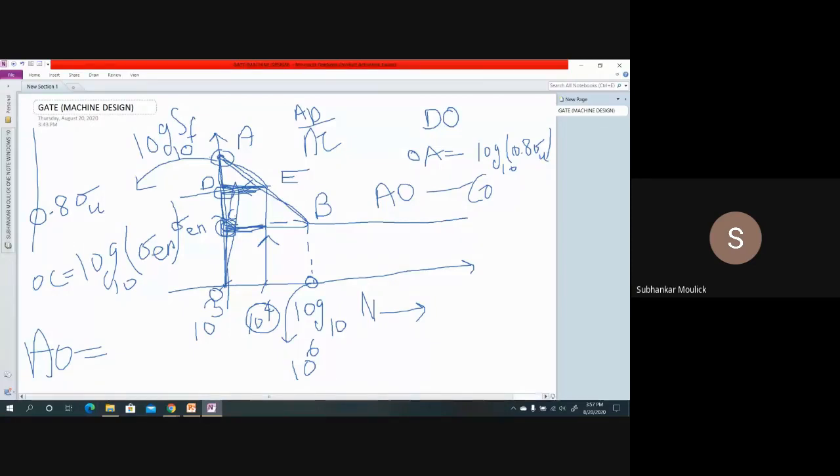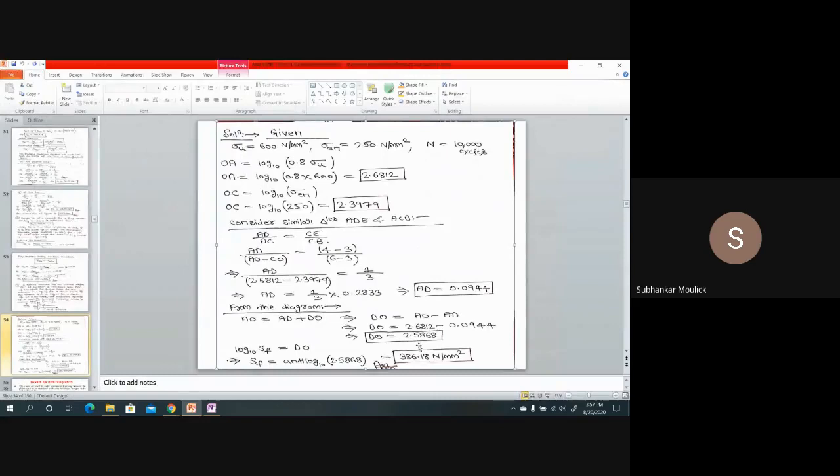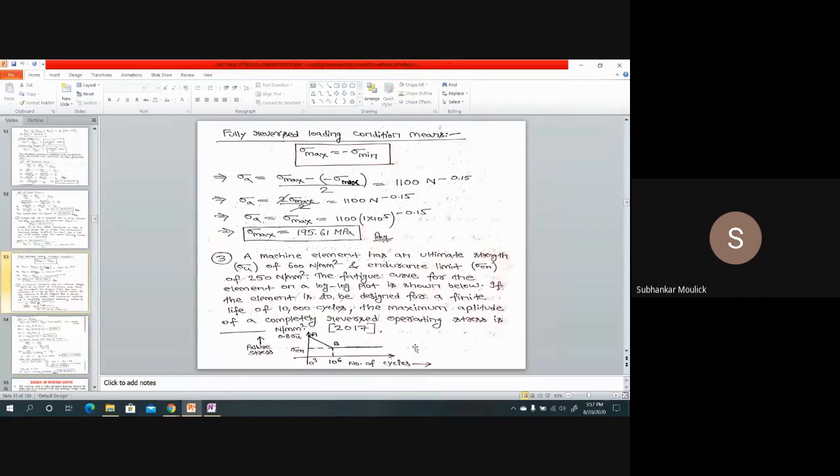Since all these values are kept on log scale, log base 10 of SF, that is log base 10 of this DO, 2.5868, will be 386.18 Newton per millimeter square, and this is the answer for this particular third problem.